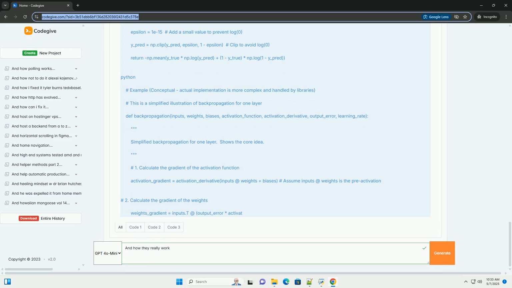2. Convolutional neural networks, CNNs. Specifically designed for processing data with a grid-like structure, such as images. Use convolutional layers to automatically learn spatial hierarchies of features. Key components: convolutional layers, which apply filters, kernels, to extract features from the input.